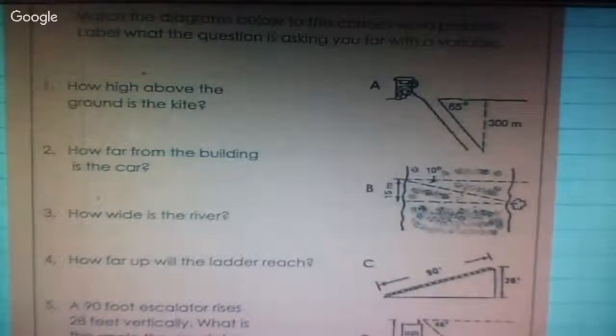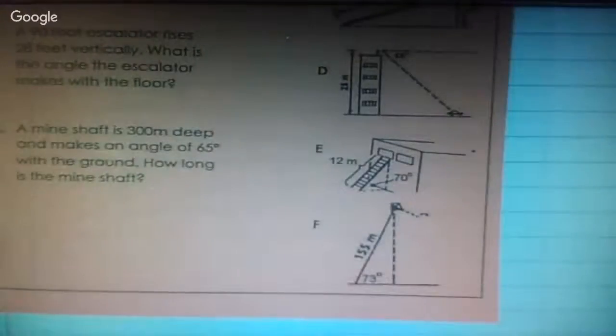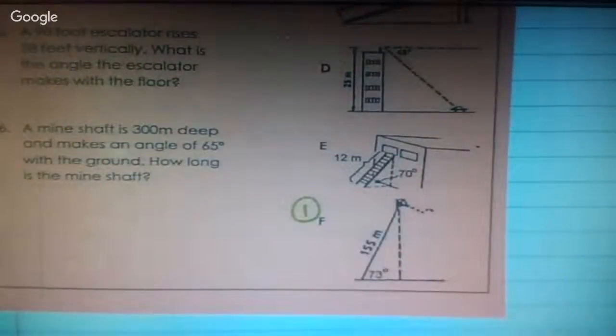So take a look at number 1. It says, how high above the ground is the kite? Okay, that's clear down here at F. So number 1 is F, or F is number 1. I don't care how you want to do it. The question's asking, how high above the ground is the kite? So what do I need to find? Where does my variable go?